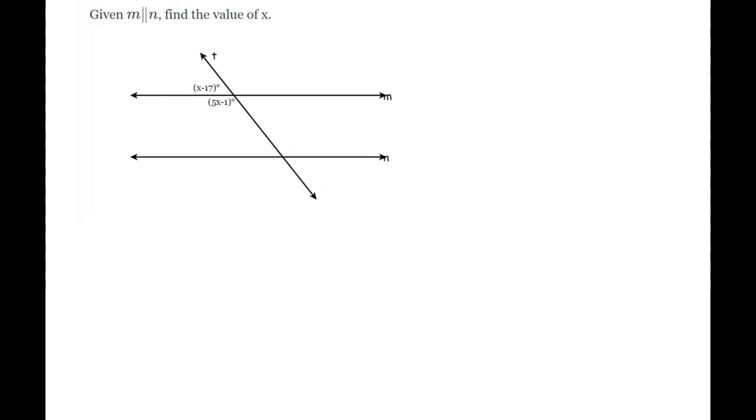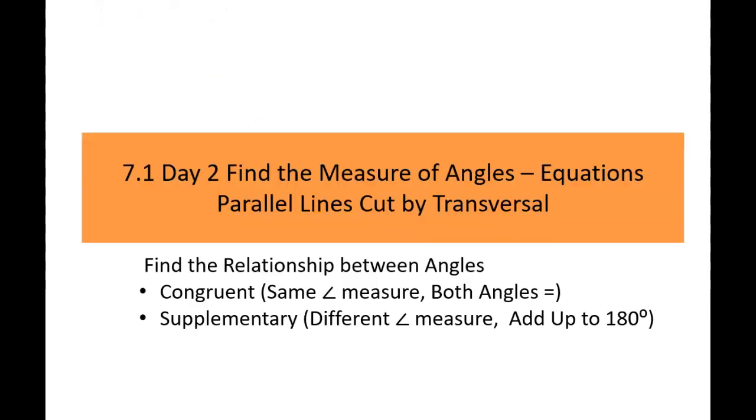On this one, we have two parallel lines. We have line M and line N that are parallel, and we're trying to find the value of x. So first we have to think back to those definitions. Are these angles the same or different?